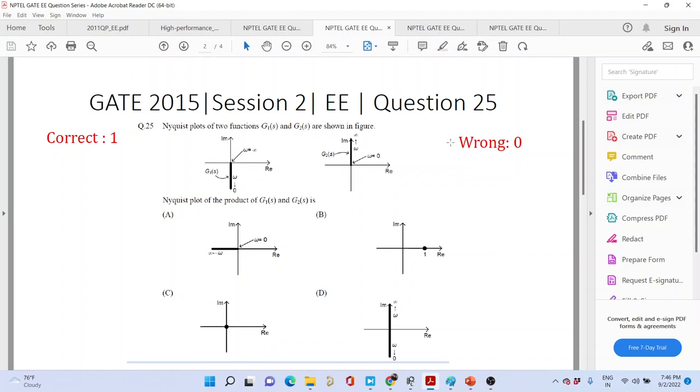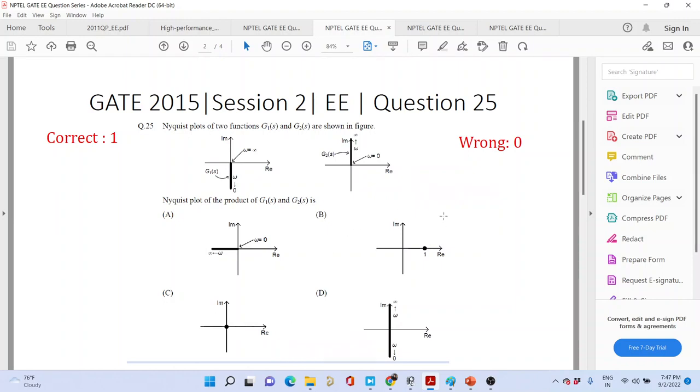Sir, the second becomes s whole to the power 4. If you multiply that, it will be s to the power 4. Then for omega 0 the angle is 0 degree, and for infinity it would be 360 degree. So in that case, it would lie either on the minus 180 degree line or at the 0 degree line, right? Yes, sir. So none of the options would match.